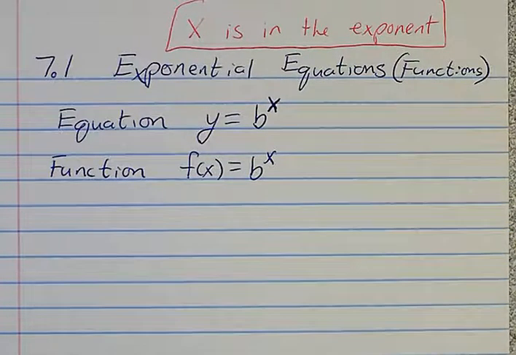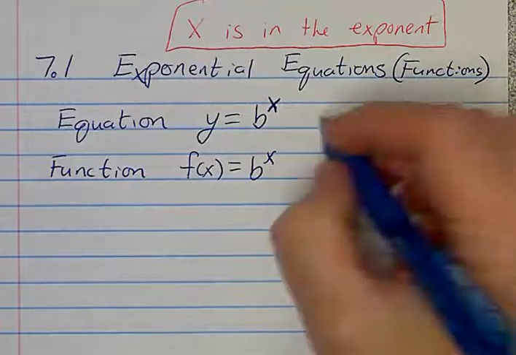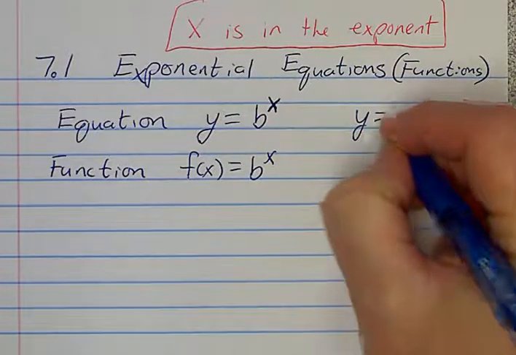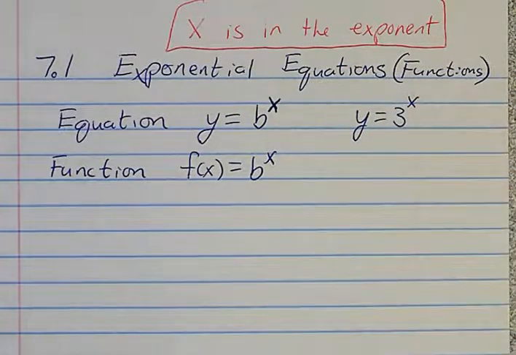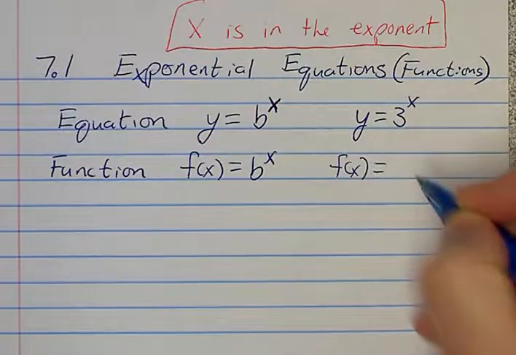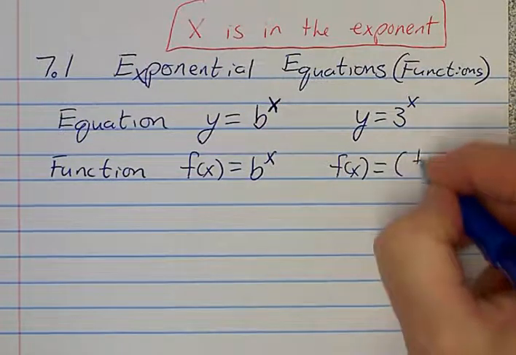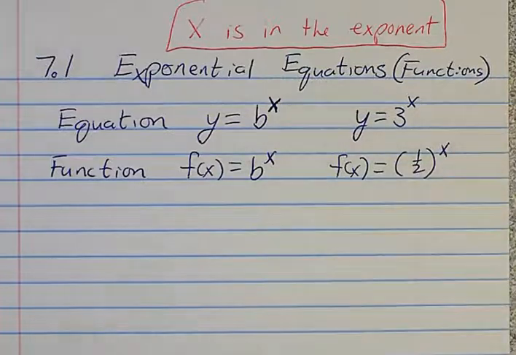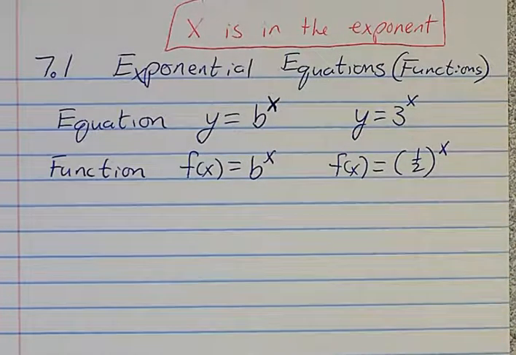If you want to see how this looks with numbers, an exponential equation could look something like y equals 3 to the x power. And if it's an exponential function, you're still going to have the f of x, and in this case it could be 1/2 to the x power. But again, if we're talking about exponential equations, the big thing is that the x is always in the exponent. And that's a big difference from what we did before.